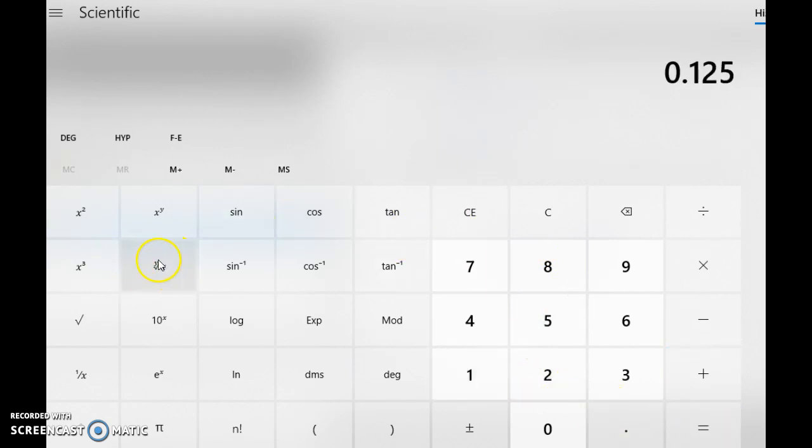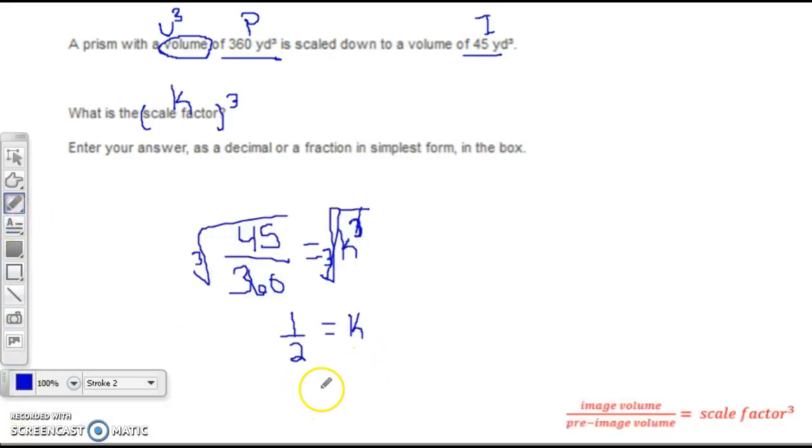And then I want to take the cube root of that. So this is like the root that you can pick any root you want. So I'm going to put the root button and then hit 3. And that tells you that it is 0.5. So either way we do it, we get either the scale factor is 1/2 or the scale factor is 0.5.